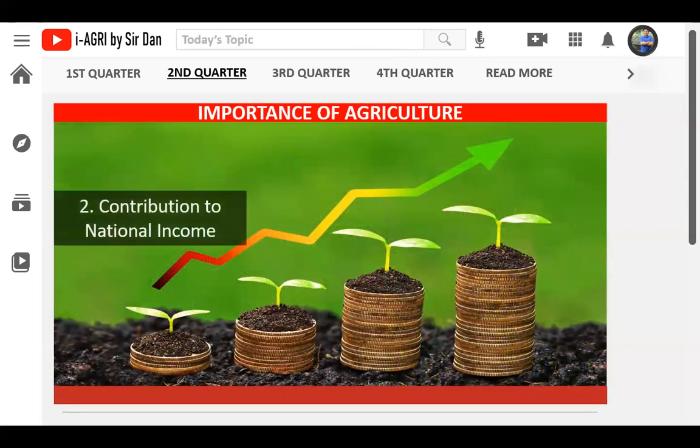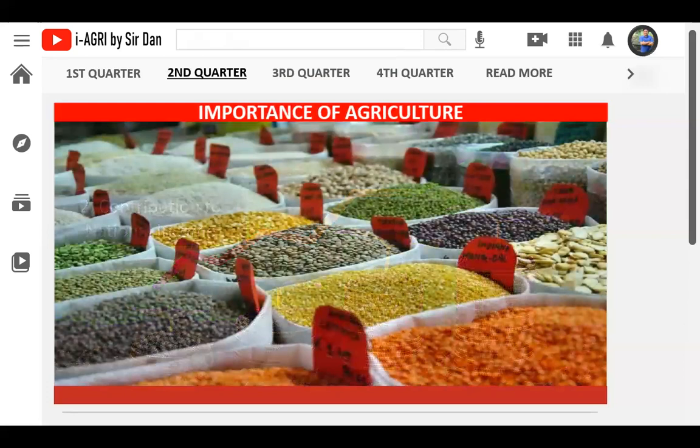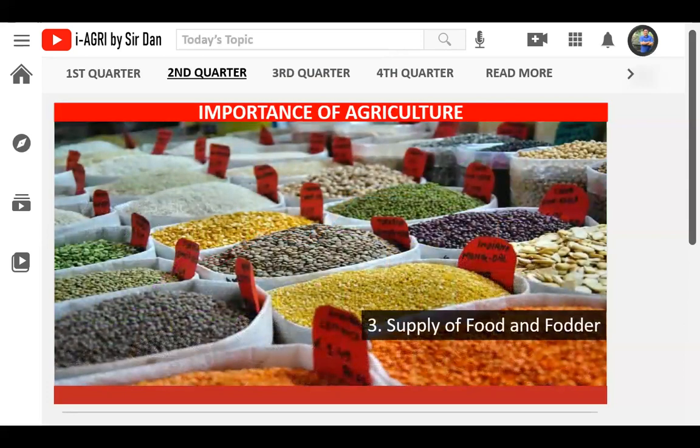Next is contribution to national income. So we all know that a large percentage of agriculture under agricultural sectors gives a large amount of percentage in the national income of our country, especially in the Philippines because we are an agricultural country. Number three, supplies of food and fodder. Basically, agriculture are basic needs of the human being and also the animals.